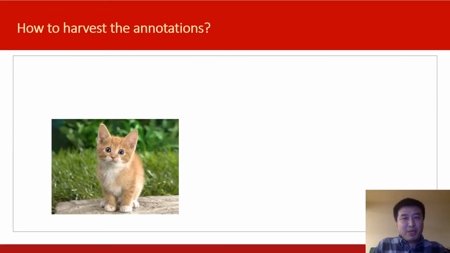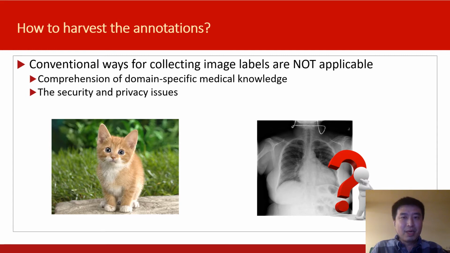For nature image annotation, we can use crowdsourcing. For example, given a picture on the left, we can put it online and ask what is in this picture. Then we know that there's a cat. But this crowdsourcing approach for collecting nature image labels is not applicable for medical images. There are a couple of reasons.